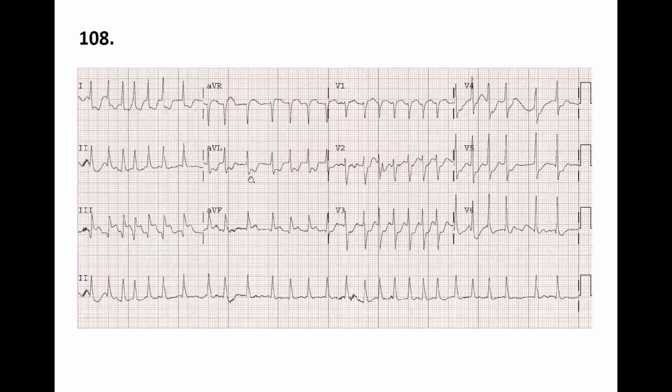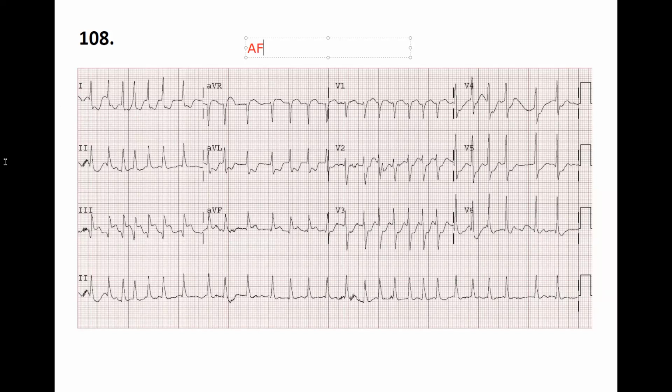Okay, 108. So we check first the intervals between the rhythm. So it's a regular rhythm. Then we check the heart rate. There are two large squares between the RR interval, so it's going to be 150 beats per minute. Then we check the P waves, and we see there is no clear P wave, for example, in lead one. So there are signs of atrial flutter.